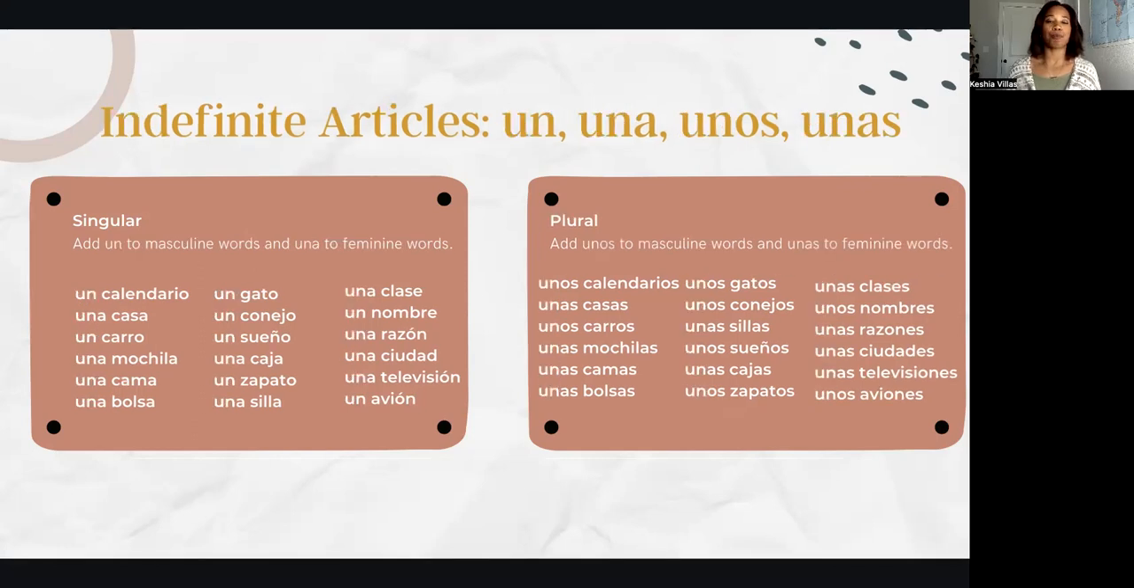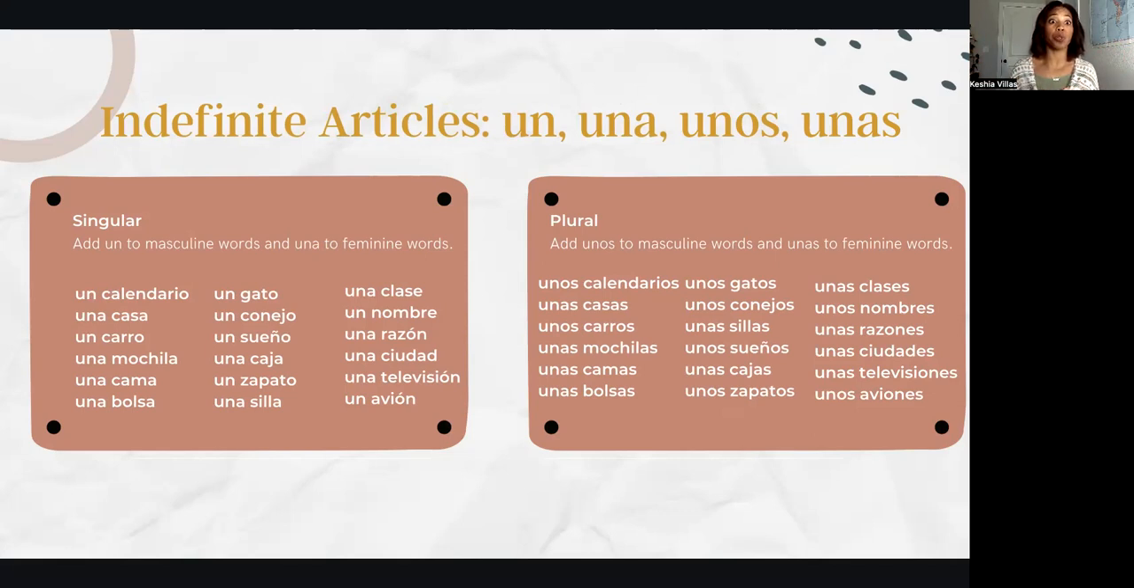Let's look at our very last page, and those are indefinite articles. Indefinite articles are what we would consider in English as "a" or "an." Also, for the plural side, "some." So you're not being specific about one particular thing or one particular group of things. It's just indefinite, not specifying, right? So for our singular words, we're going to add un to masculine words and una to feminine words. Let's go through these together.